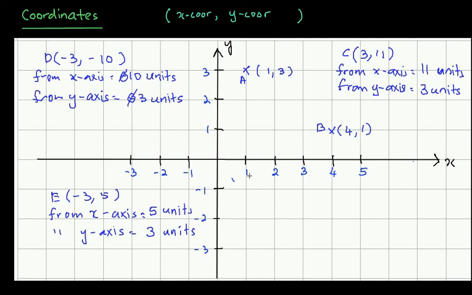For this video, I will just stop here. In the next video, I will talk about the midpoint between two points and the distance between two points.